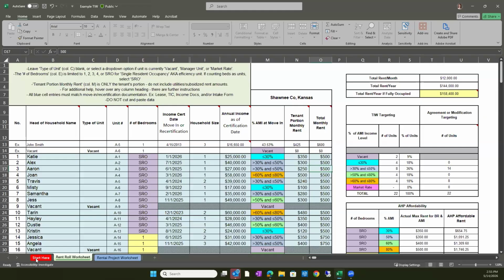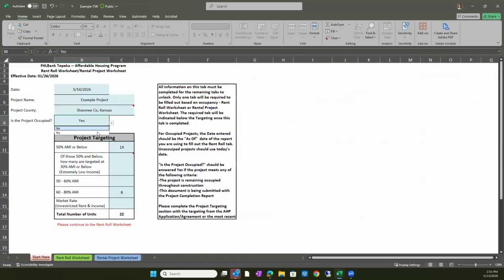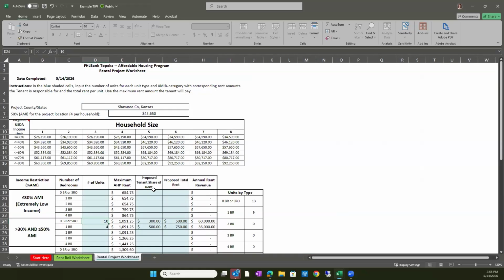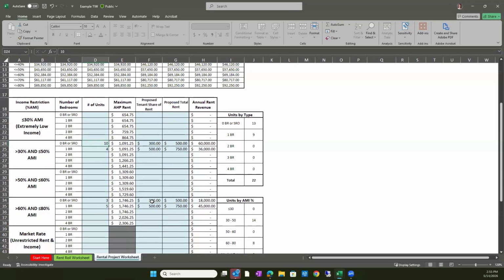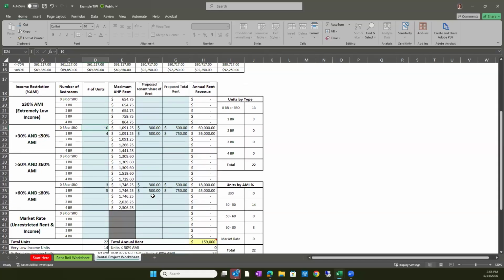Okay, I'm going to switch again. I know it's kind of a quick overview here to try and get done by 1 o'clock. Switch over here to the rental project worksheet. This is for projects that are not occupied. So this worksheet used to be part of our feasibility workbook, may look familiar for those that have had prior projects with us. This tab was removed from the feasibility workbook and added to our targeting and income workbook to eliminate the need for occupied projects to fill out both this tab and the rent roll worksheet, which they were having to do prior. So that's why you're seeing it here now.